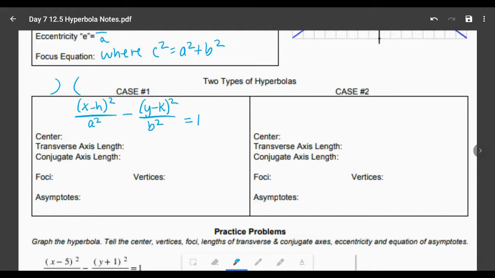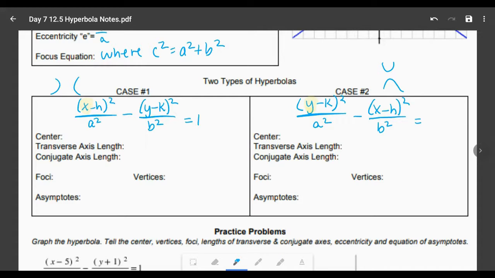The other case is where the hyperbola opens up and down, and so that one starts with y minus k squared over a squared minus x minus h squared over b squared equals 1. So the thing that we should be focusing on is what letter is at the beginning of the equation. If the x is at the beginning, then the hyperbola branches open towards the x direction, which is the left and right. If the y is at the beginning of the equation, then the hyperbola opens towards the y direction, which is up and down.